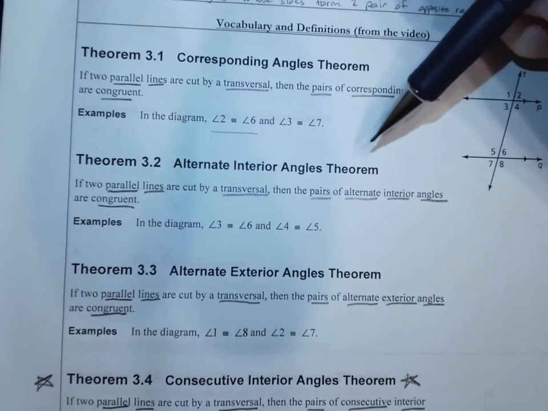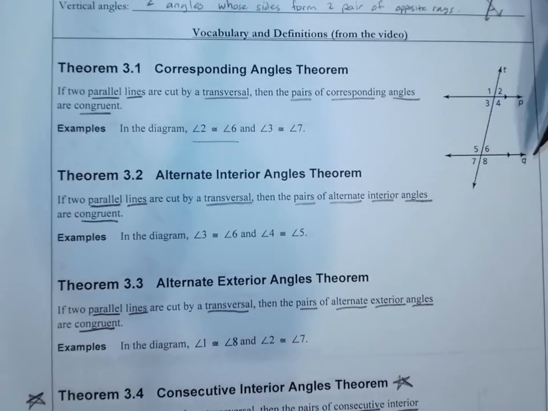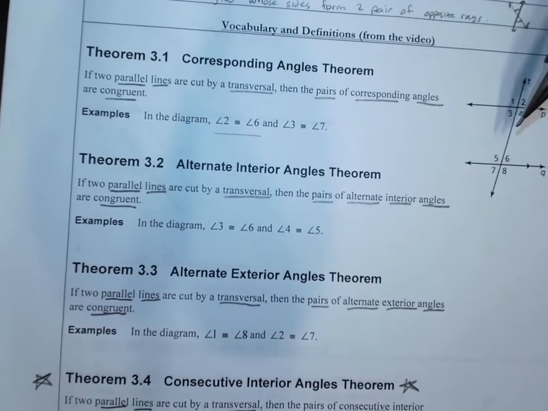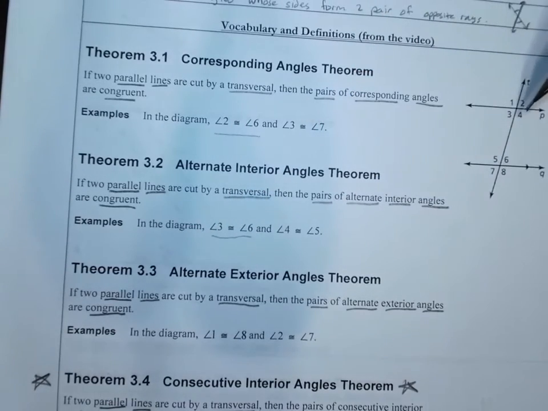The alternate interior angles theorem tells us if two parallel lines are cut by a transversal, then the pairs of alternate interior angles are congruent. Notice here, alternate interior means they're on opposite sides of the transversal, but both inside our parallel lines. An example is angles 3 and 6: because these are two parallel lines cut by a transversal, angle 3 must be congruent to angle 6. Similarly, angle 4 is congruent to angle 5 because those are alternate interior angles.